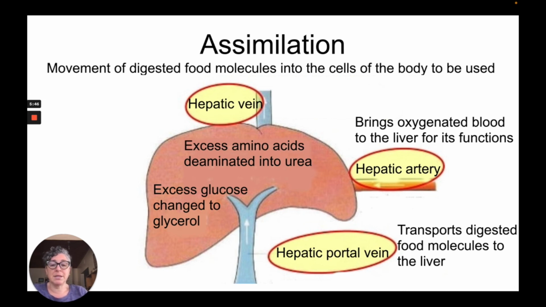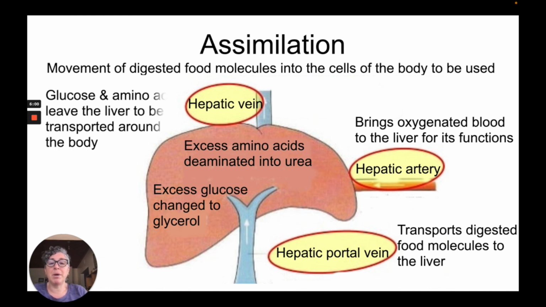The liver also takes excess glucose and changes it to glycerol. This is going to be stored for later, perhaps if there's a need for energy and there's not enough glucose in the blood, then the liver will convert it back into glucose at a later date. The hepatic vein now is going to take any usable glucose and amino acids. They will leave the liver and then they'll be transported around the body to be used by the body cells.